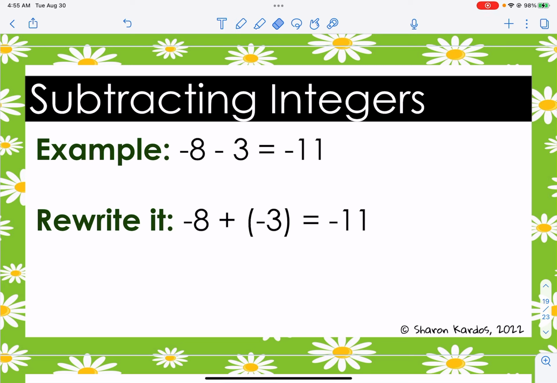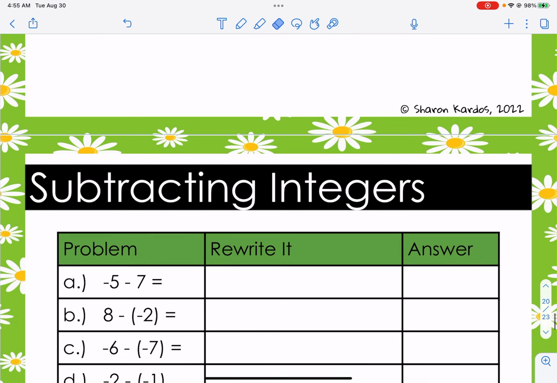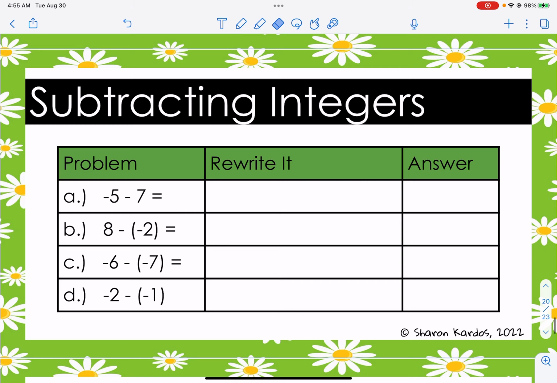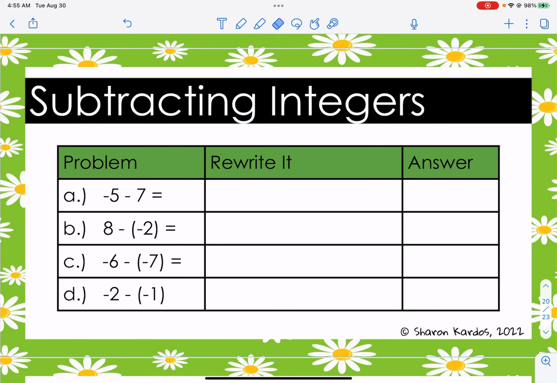So once I've changed it into a plus problem, then we're just going to use those rules that we learned before about if the signs are the same, I add them up. If the signs are different, I'm going to subtract. So let's go here and do an example. And remember, you can pause the video as we go along and try it for yourself, and then turn the video back on to see if you have it correct. So if I start with letter A, see if you can rewrite it.